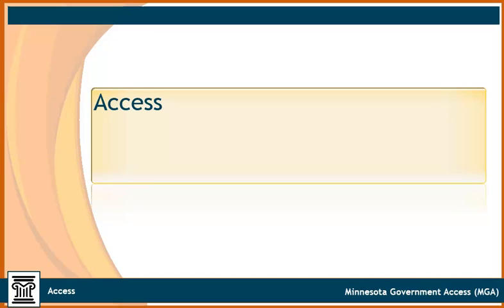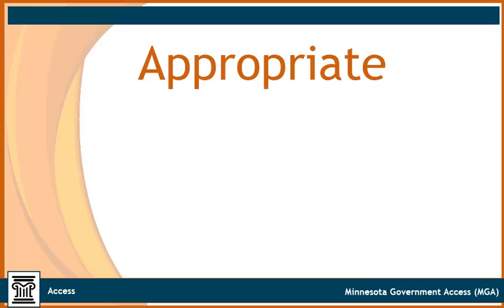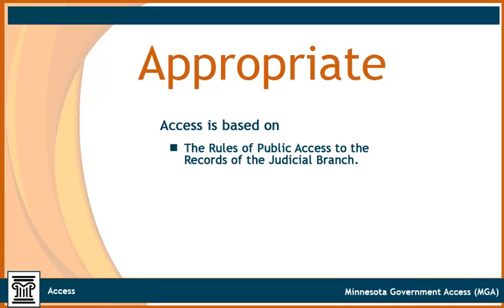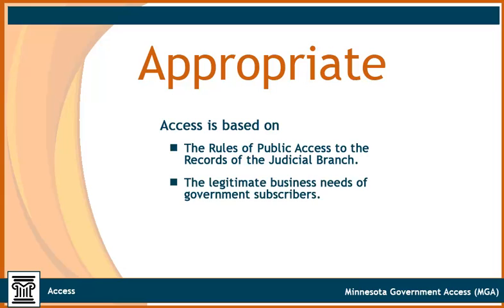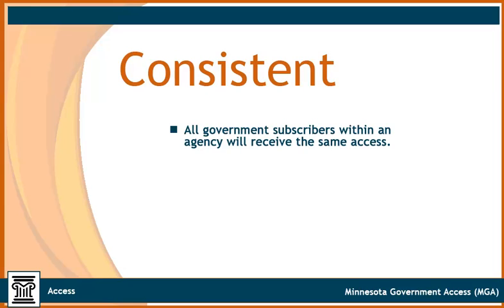In this section, we will discuss the court records and court documents you will be able to view in MGA. Again, the purpose of MGA is to provide government subscribers statewide access that is appropriate, consistent, and efficient. Access received through MGA is based on your government agency unit, that is, the type of Minnesota government agency for which you work. Access is determined based upon the rules of public access to records of the judicial branch, court orders, and the legitimate business needs of government subscribers. All government subscribers within a government agency unit will receive the same access to court cases and documents.